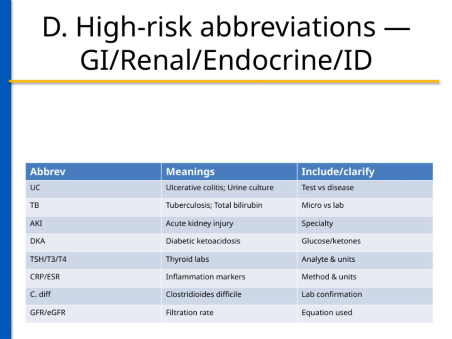CRP and ESR are markers of inflammation. Understanding whether they were measured by specific methods and their units helps gauge the degree of inflammation in conditions like infections or autoimmune diseases.